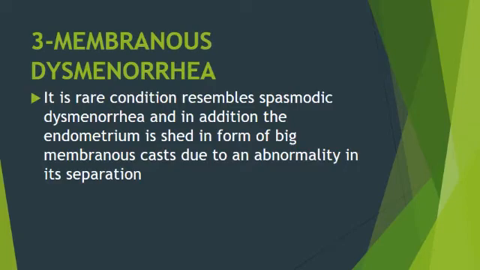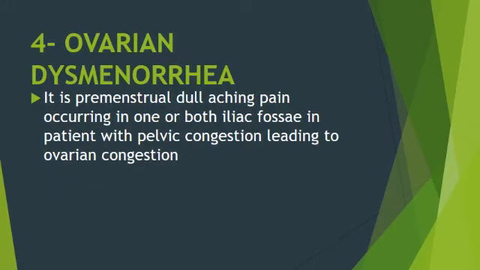The third type of dysmenorrhea is membranous dysmenorrhea. It is a rare condition resembling spasmodic dysmenorrhea, but in addition with endometrium shedding in the form of one big triangular membranous cast due to abnormality in the separation of the endometrium. The fourth type is ovarian dysmenorrhea. It is the premenstrual aching pain occurring in one or both iliac fossae in patients with pelvic congestion leading to ovarian congestion.